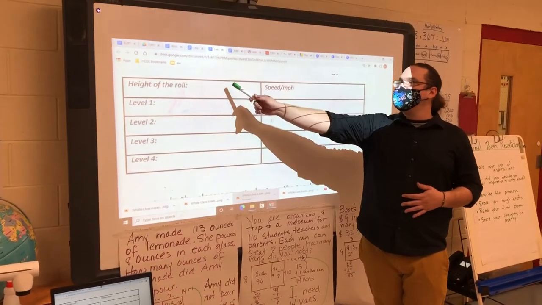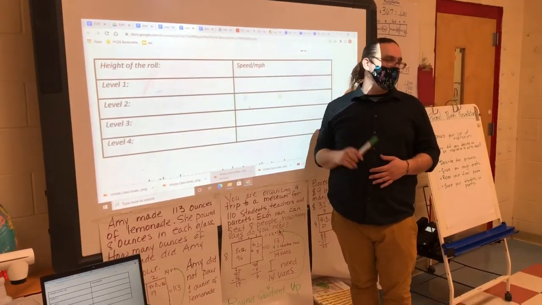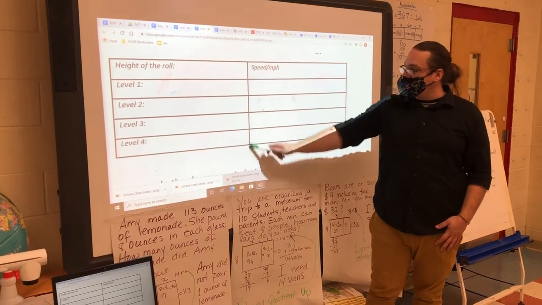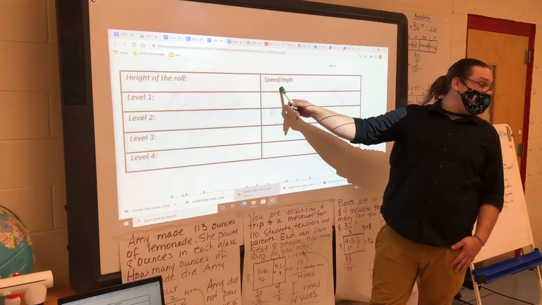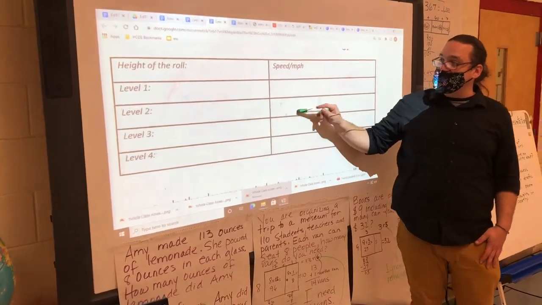All right, everyone. We need to have this written in our notebooks. You need this table right here. Height of the roll. How many levels? Speed. And you'll see that you've got four spaces.